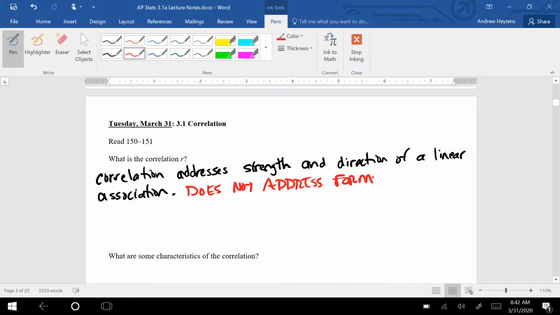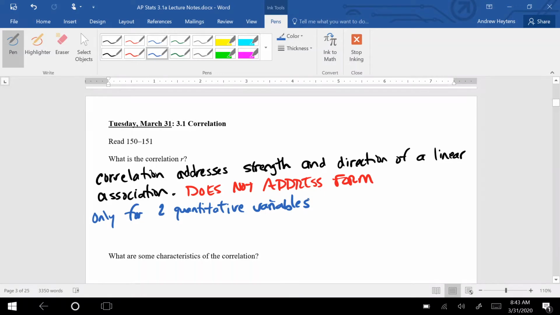If you remember from yesterday, these three words should look familiar. Strength, direction, and form were all terms we use to describe or interpret scatter plots. So again, with the R value, which is correlation, you can address strength and direction. Is it positive or negative? That's direction. Is it strong or weak? But you cannot address form. You use it for two quantitative variables, which is what we're going to be working with in chapter 3.